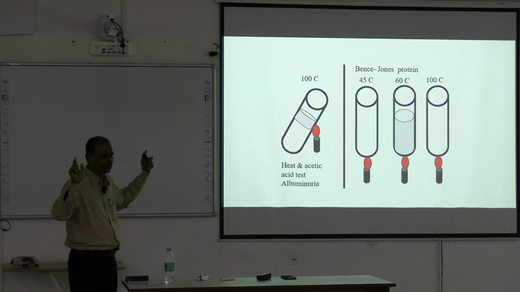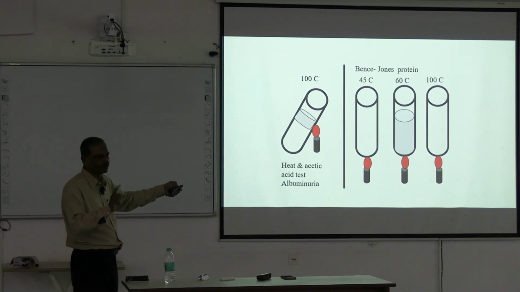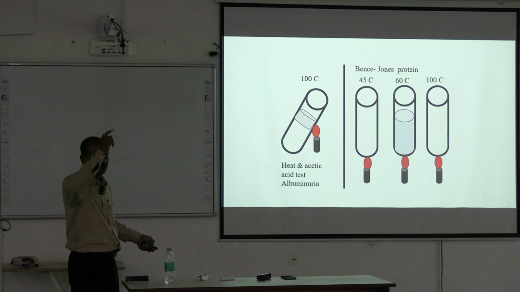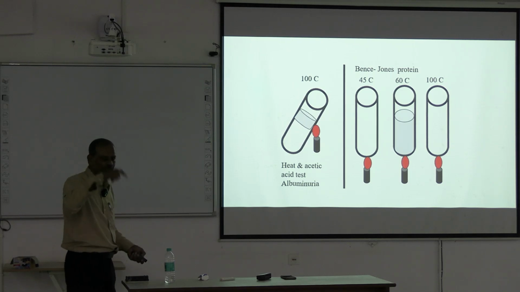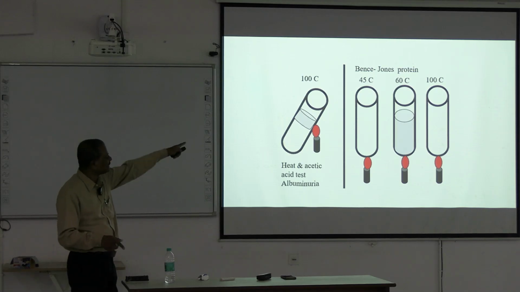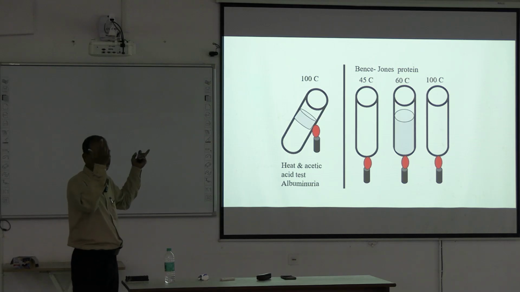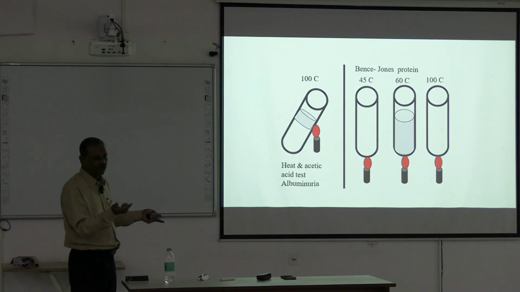That is an irreversible denaturation. Now, Bence Jones protein: the characteristic is that if you heat it to nearly 40 to 50 degrees centigrade, there will be coagulation, and if you heat it higher, it will redissolve. And if you cool it again, it will precipitate again at 60 degrees centigrade, and if you bring it down to 40 degrees, again it will dissolve. That is the difference between the Bence Jones protein and this normal albumin.